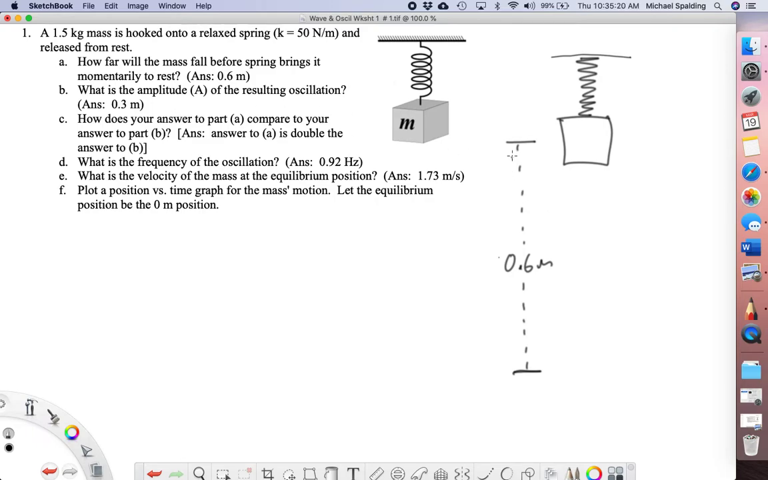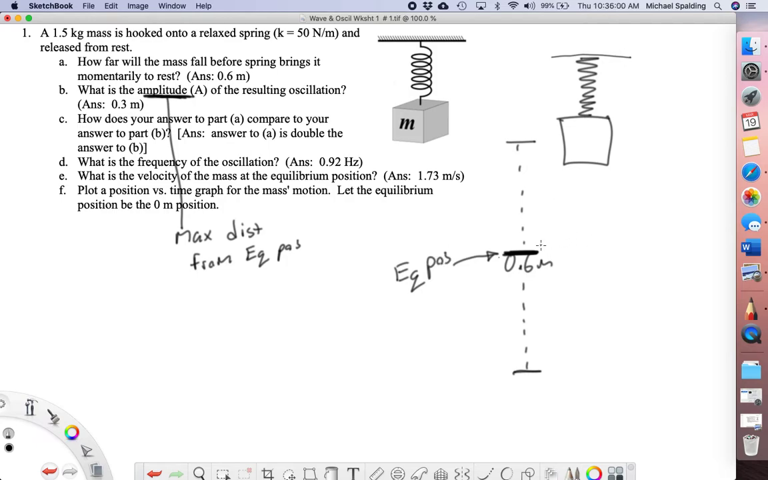Okay, so 0.6 meters is how far it falls total. So the answer is going to turn out to be... what amplitude is, there's a definition for amplitude. It's the maximum distance from the equilibrium position. And the equilibrium position, if this oscillation dies, it's going to die to the middle. And that's where the equilibrium position is. The equilibrium is right here in the middle. So let's label this as the equilibrium position.